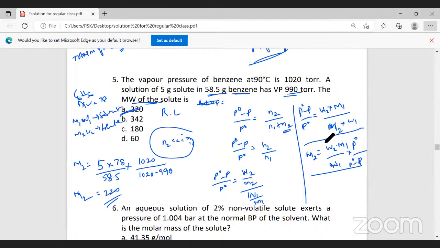So did you understand this derivation as well as the problem? Yes, sir. So the next problem is based on this formula. This next question we will learn.